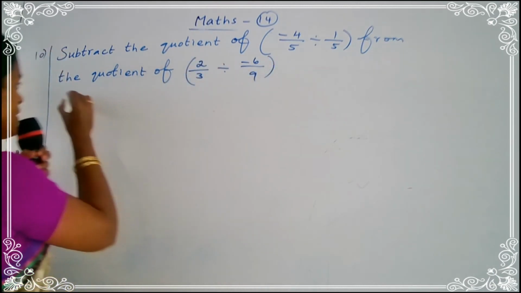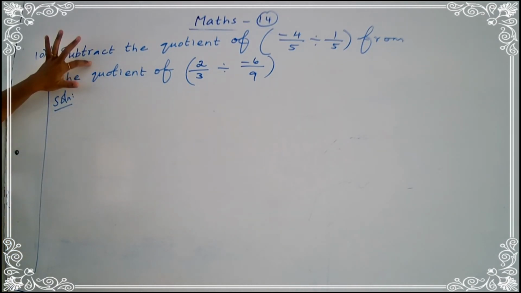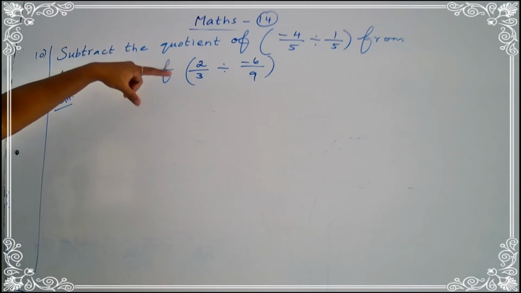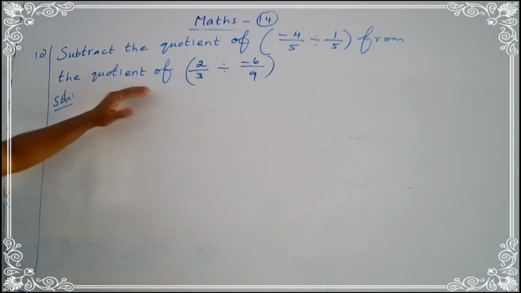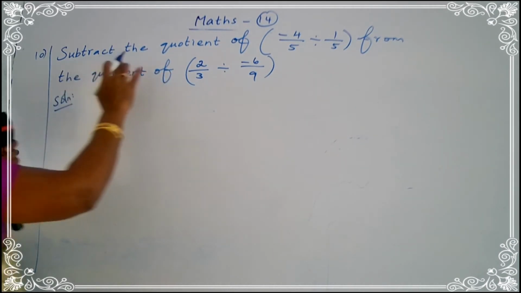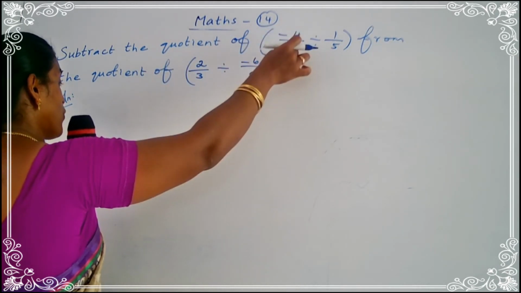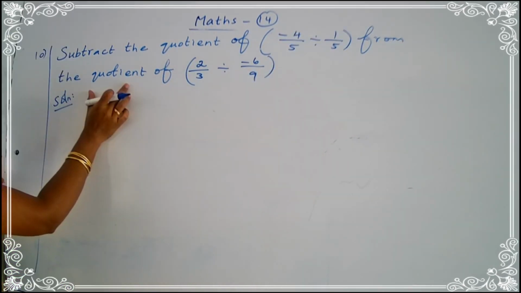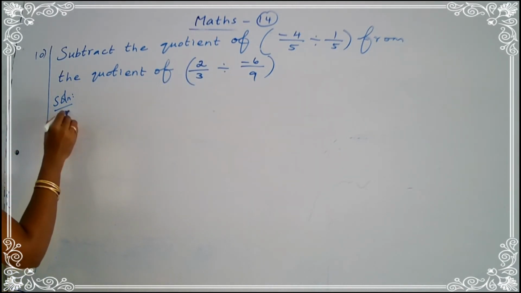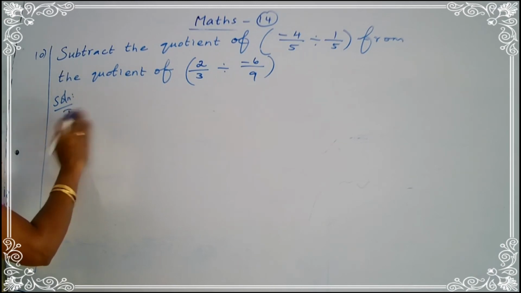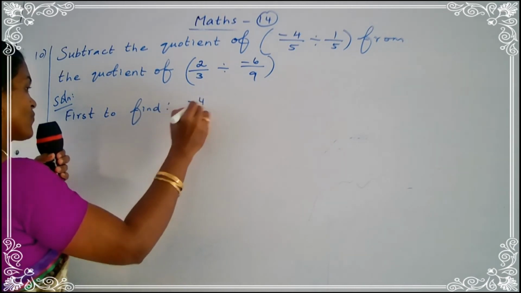Okay, so you see the question, listen carefully. Subtract the quotient of minus 4 upon 5 divided by 1 upon 5 from the quotient of 2 upon 3 divided by minus 6 upon 9. So you find the value of the quotient of minus 4 upon 5 divided by 1 upon 5, and the value of 2 upon 3 divided by minus 6 upon 9. Okay children, so you find minus 4 upon 5 divided by 1 upon 5.